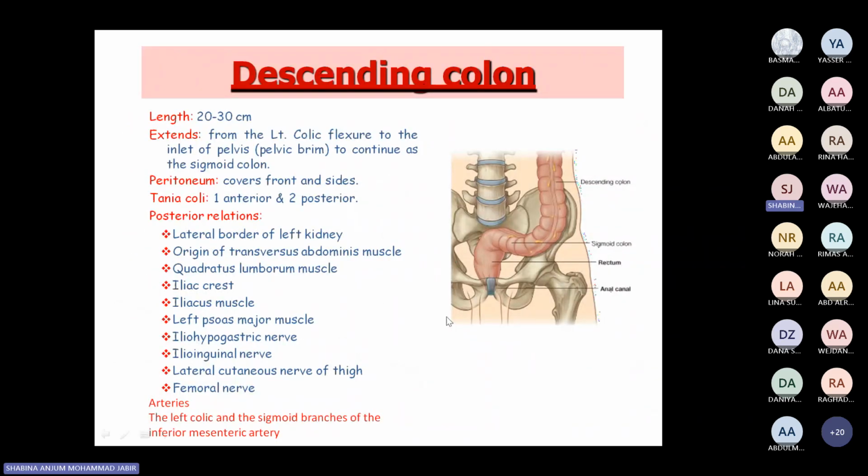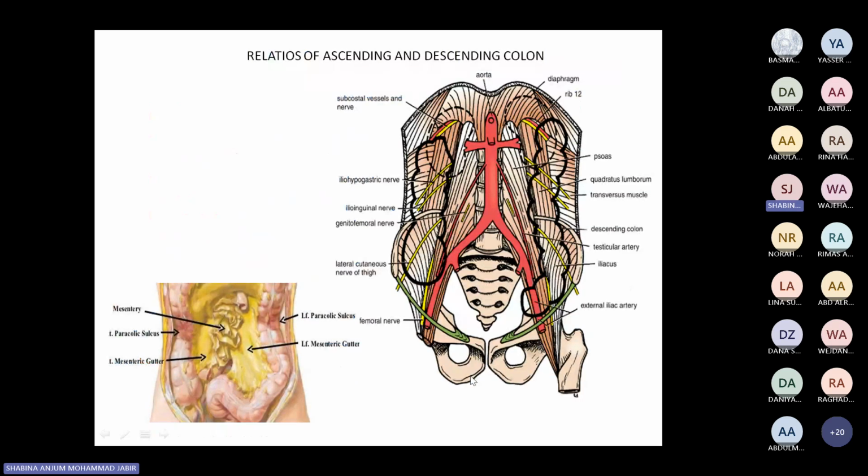So these are the posterior relations. Then what about the artery? Yes, it will be supplied by the left colic and the sigmoid branches of the inferior mesenteric artery. Okay, so these are the relations.